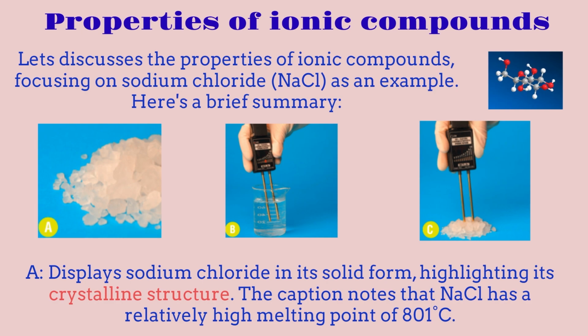So in the first picture, we can see that it's in solid form. It has a crystalline structure because it's all together properly. So we know that ionic compounds have a crystal lattice structure. And then another thing that we know is the melting point. The melting point is at 801 degrees Celsius, which is really high. Since it's really high, all ionic compounds usually have high melting points. So that's what we're trying to get from our first picture here, which is letter A.